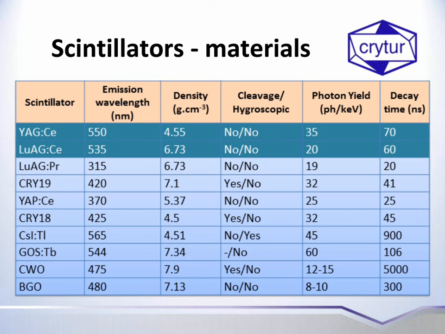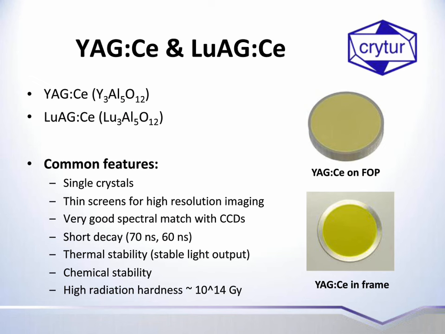There are different types of scintillators, as you can see from the table, but you can see that the emission wavelength is usually somewhere in the UV part of the spectra, which is not good for CCD or CMOS coupling. And also the hygroscopicity of some materials, such as cesium iodide, for example. So let's see LuAG and YAG.